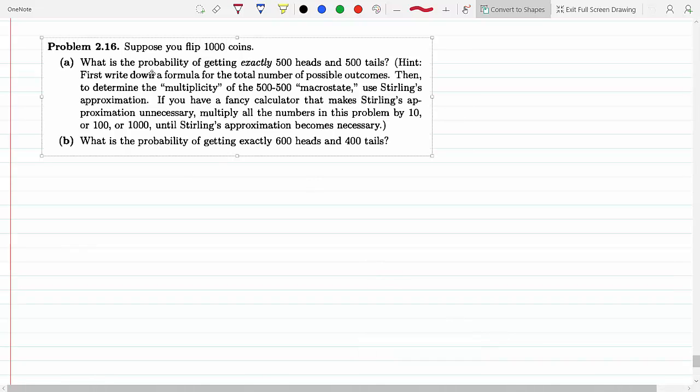Suppose you flip 1,000 coins, what is the probability of getting exactly 500 heads and 500 tails?